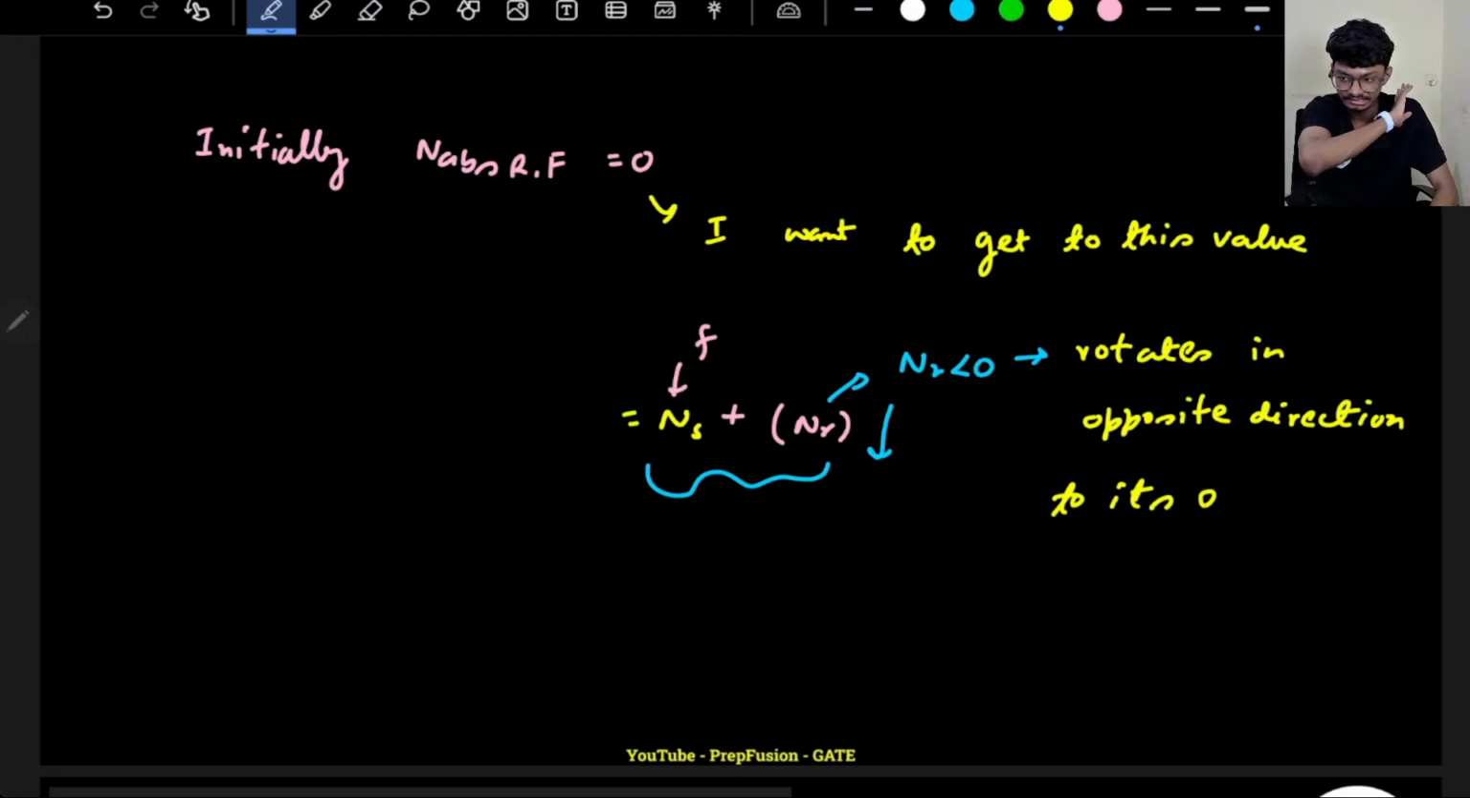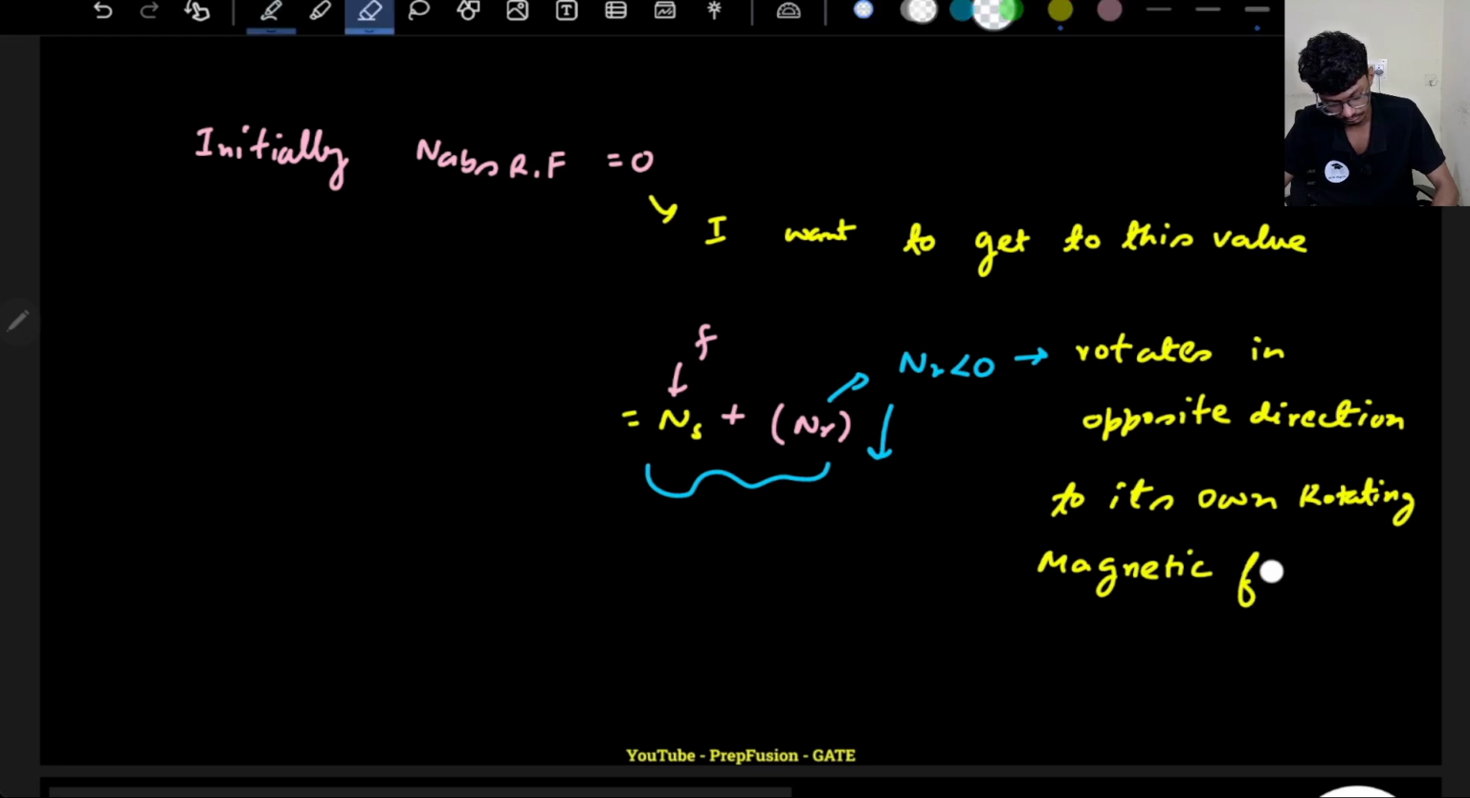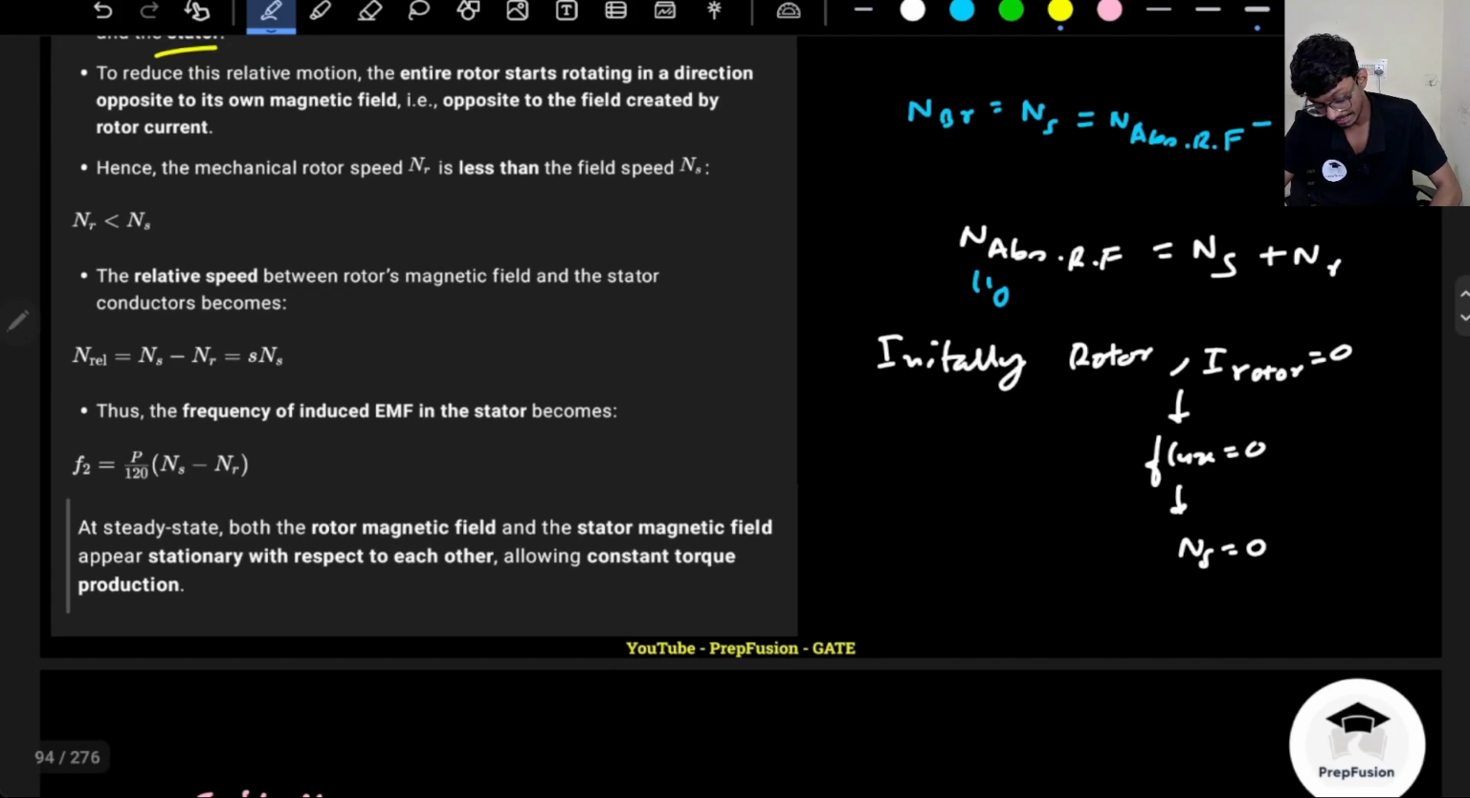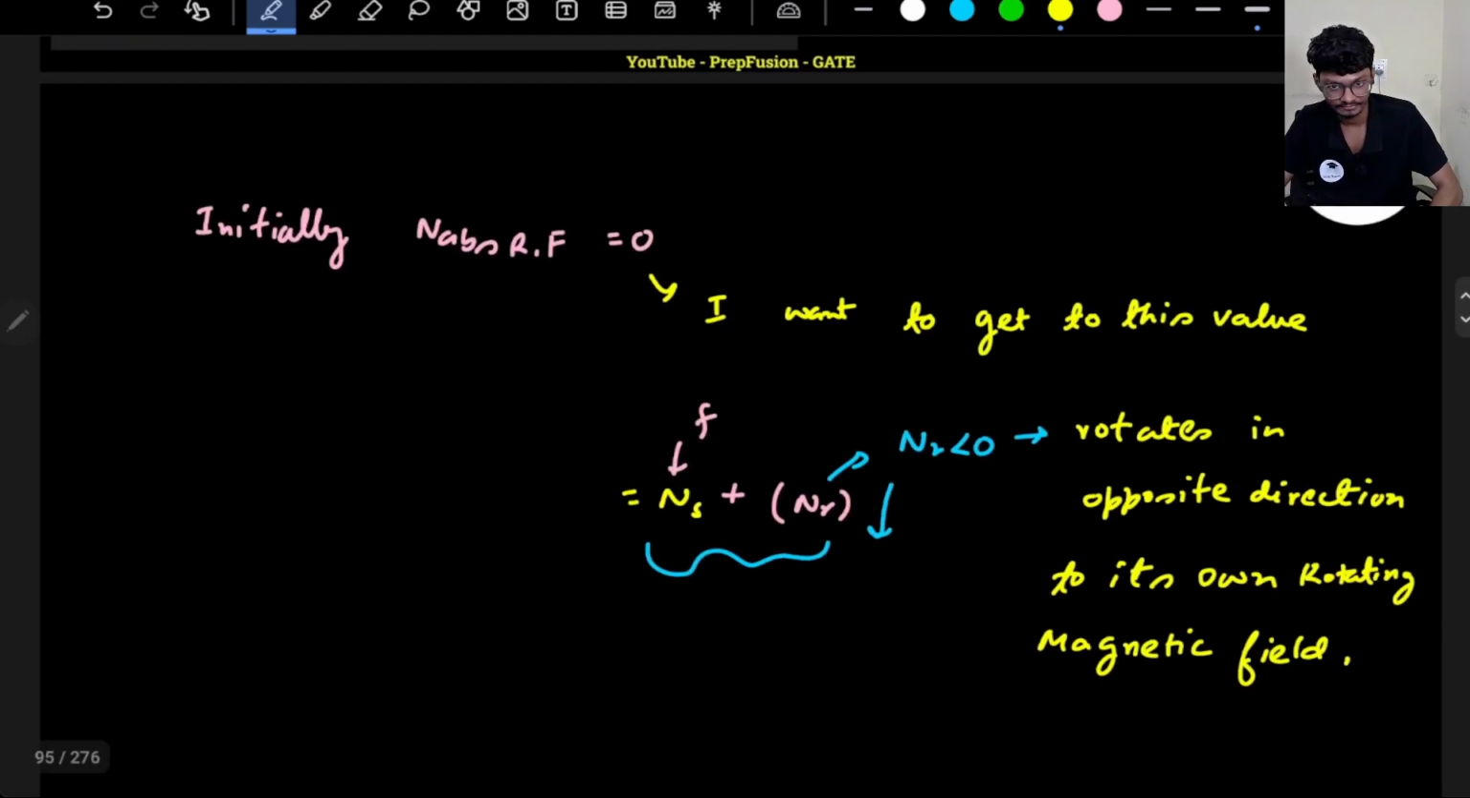You go check any other notes, nowhere they will explain you this. Go and check anywhere else, any coaching, any other notes, right? No one will explain you this like what I have explained. Okay, own rotating magnetic field. Okay, so that's why it will be negative.